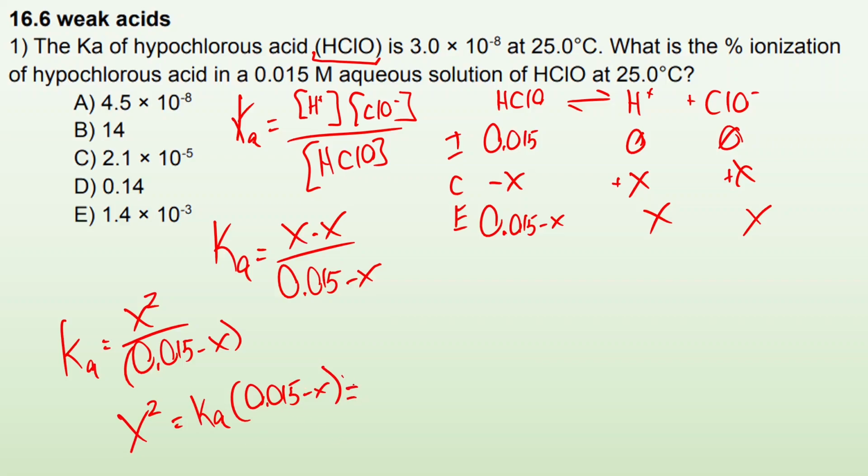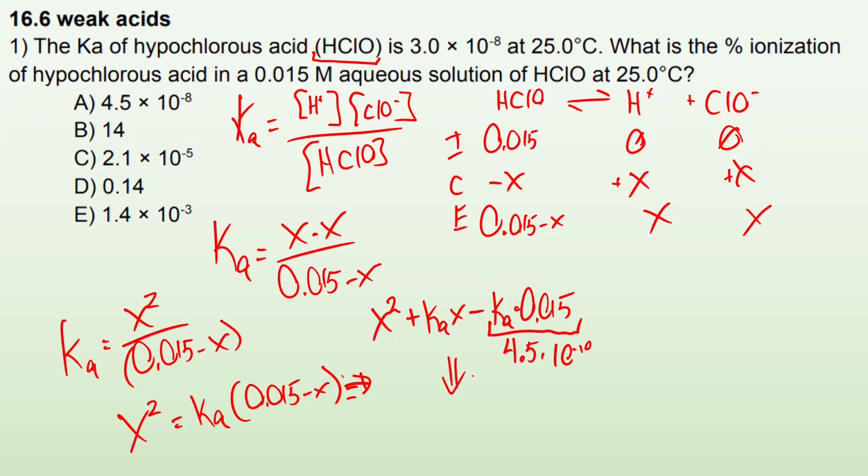some numbers. Let's see. I do a little algebra. I'm going to skip that step. You all know how to do that. And I end up with x squared minus Ka times x. No, it's plus Ka x minus whatever Ka times 0.015 is. So when I multiply that together, I end up with 4.5 times 10 to the minus 10. Now I plug it into the quadratic equation.